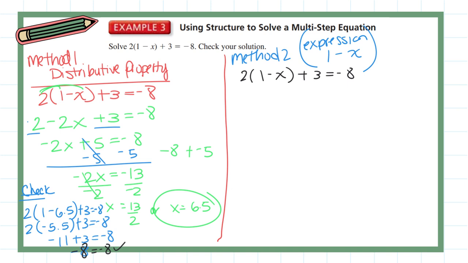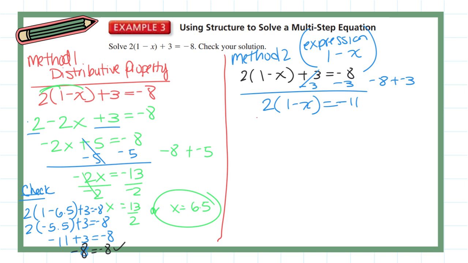So the first thing we're going to do is undo that addition. Undoing the addition, we're going to subtract 3 from both sides, which leaves us with 2 times 1 minus x equals, because this cancels out, negative 8 minus 3, which is negative 8 plus negative 3. We are going to have negative 11, correct?